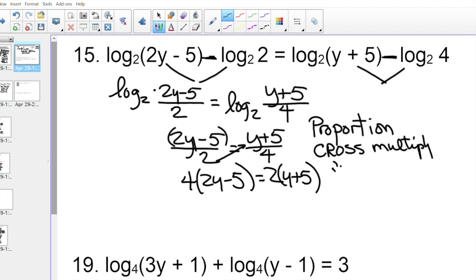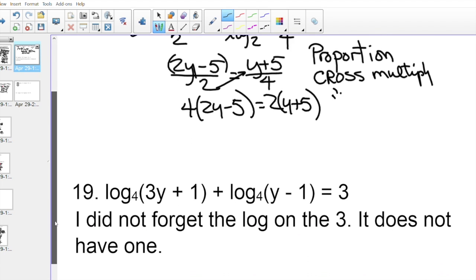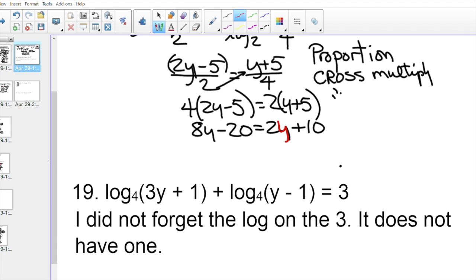Now, we go from there. We know this is called the distributive property, so 8y minus 20, 2y plus 10. Now, everybody that knows anything about mathematics, when you have the same letter on 2 sides of the equal sign, you can't have that, and one of them is going to have to go.